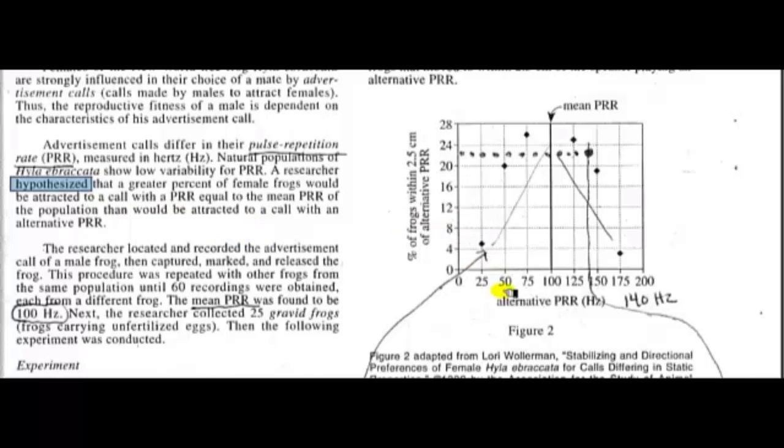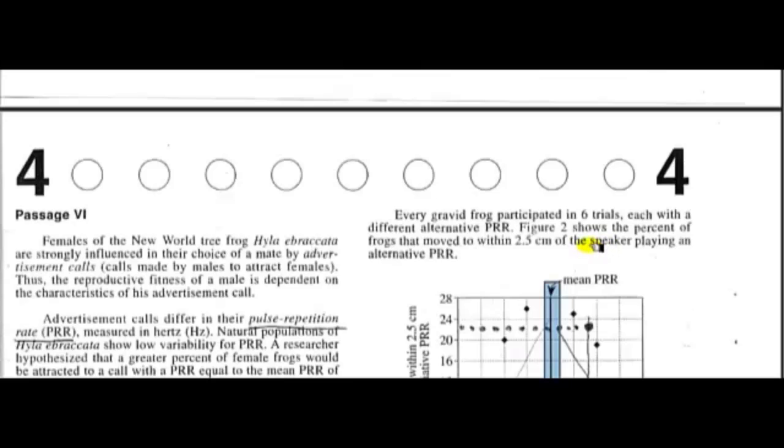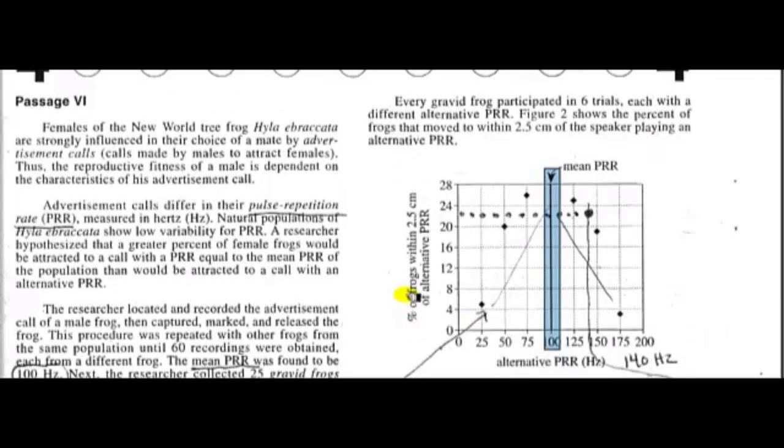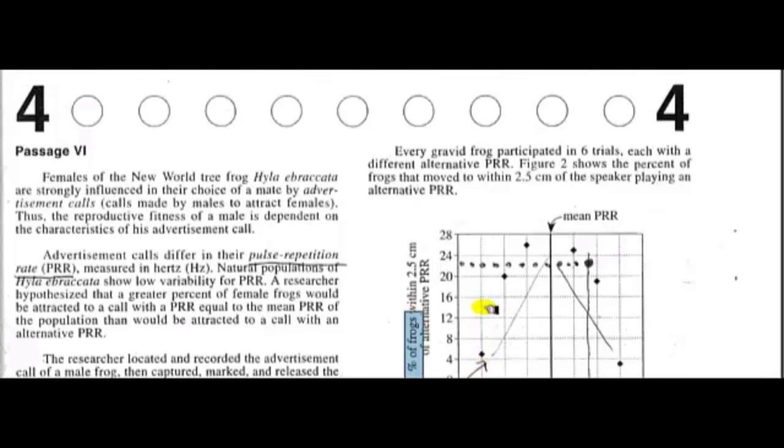So here are the results from figure 2. Are these results suggesting that frogs are more attracted to the mean? If you look over here, here's the mean PRR. It's this line here. And we have 1, 2, 1, 2, and then these ones over here. We look at the y-axis here. Here is the percent of frogs. Here's your dots, and it looks like as we approach the mean, the numbers go up.